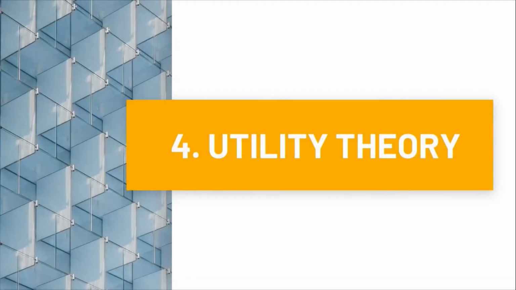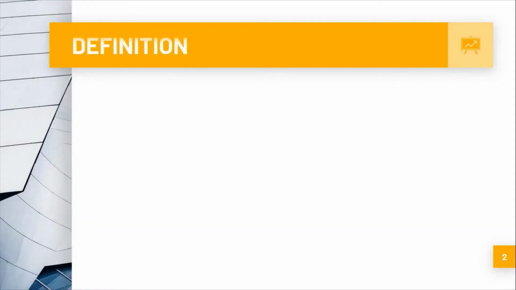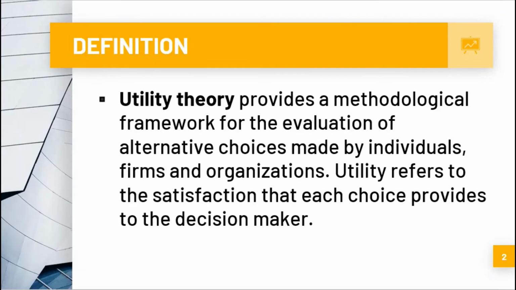Last chapter of Unit 12 entitled Utility Theory. Utility theory provides a methodological framework for the evaluation of alternative choices made by individuals, firms, and organizations. It refers to the satisfaction that each choice provides to the decision maker. Utility theory assumes that any decision is made on the basis of the utility maximization principle, according to which the best choice is the one that provides the highest utility or satisfaction to the decision maker.